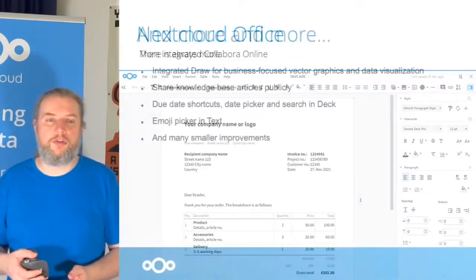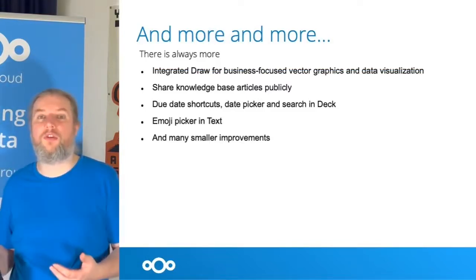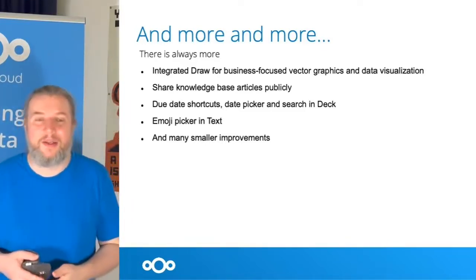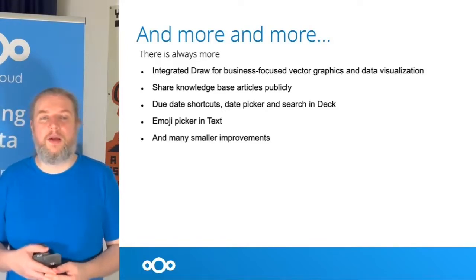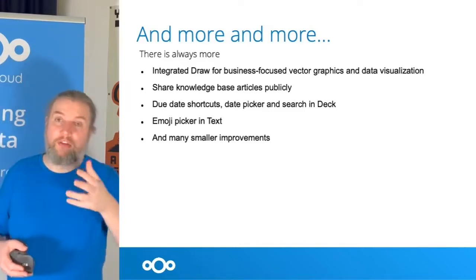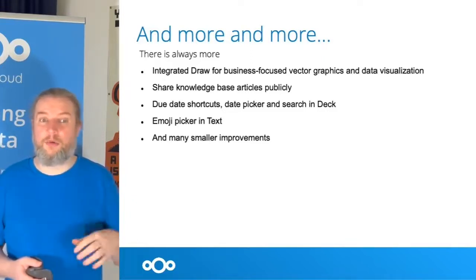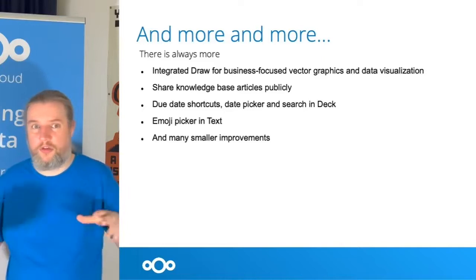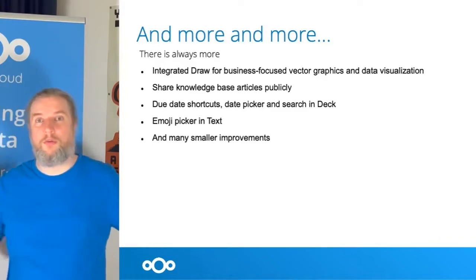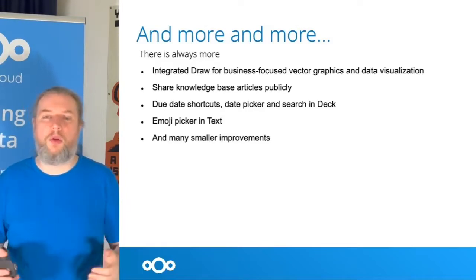We also introduced Draw, so that lets you do business-focused vector graphics and data visualization. And you can also use it for whiteboarding during a call. I said there's another whiteboard-ish thing. Draw is also useful for that. Lots of other features. You can now share the knowledge base articles from collectives in public, as I said, via public link. In Deck, there's now a due day shortcut, date picker, and search in cards. Text introduced an emoji picker. It's 2022. Of course, we have an emoji picker now in Deck as well, or in text as well, and many other improvements all over the place.